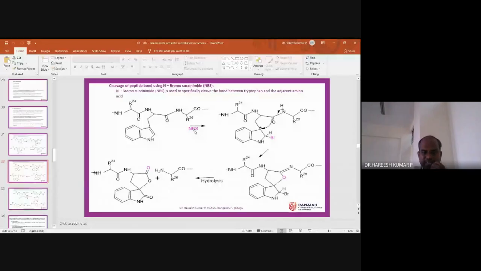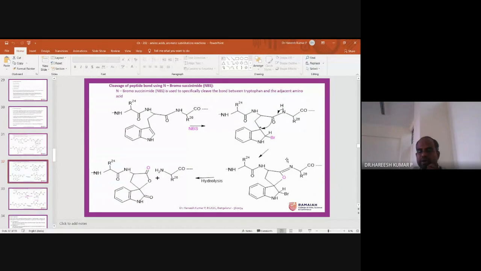So what it means, there will be a new bond formation between this bond pair and Br of NBS. Once there is involvement of this pi bond in a new bond formation, this carbon attains a positive charge. That's what I have written here. Since there is a positive charge, what will happen? This bond pair is coming over here, and there will be a new bond formation between this bonded pair and this carbon. So that is how an imine is formed.